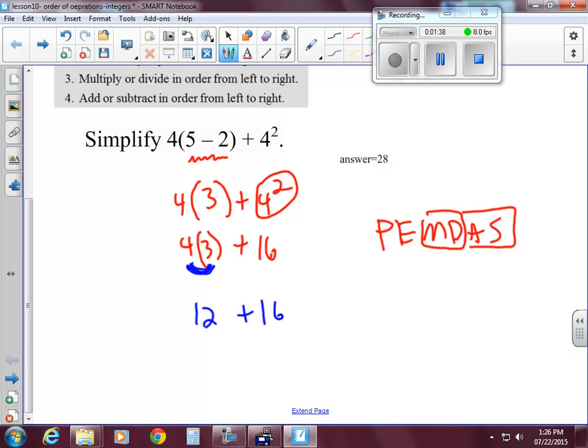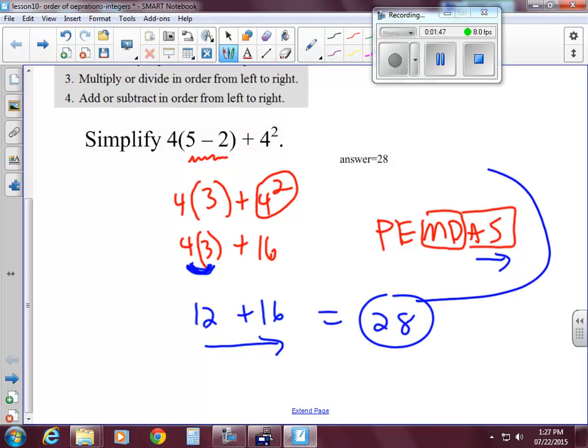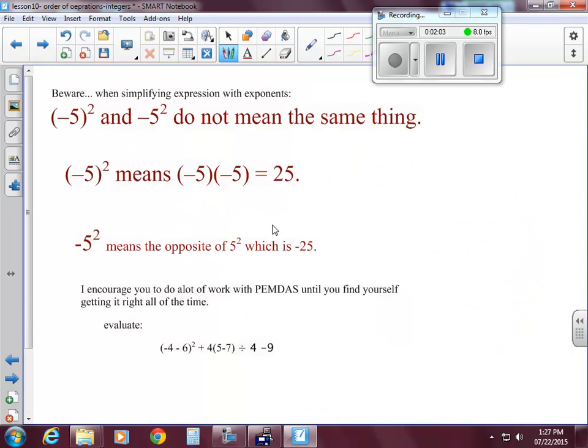Then in the very end, you can take care of addition and subtraction left to right. So we can just move left to right. So 12 plus 16 is going to yield 28. And you notice I have the answer snipped in there. So just really practice writing your thoughts and using order of operations, the way we're told to use it. Okay, let's try another. You really have to do a lot of practice with order of operations to get good at it.